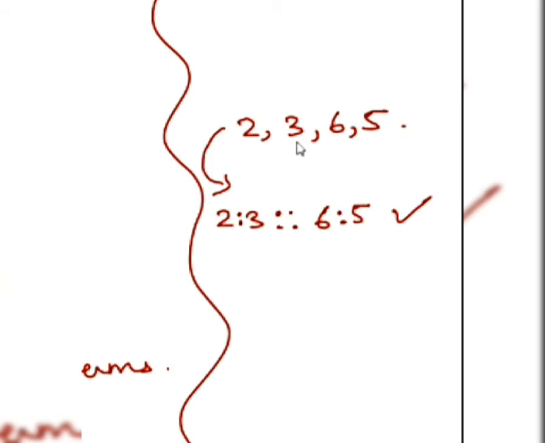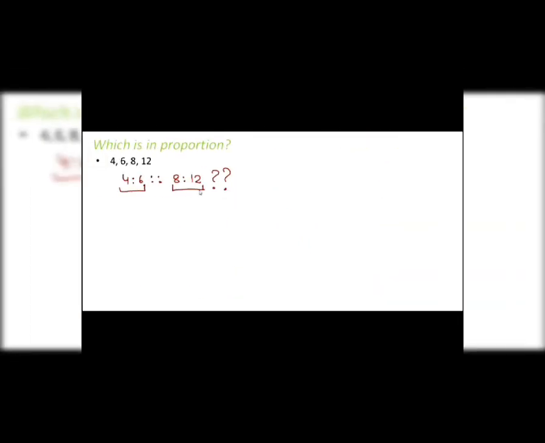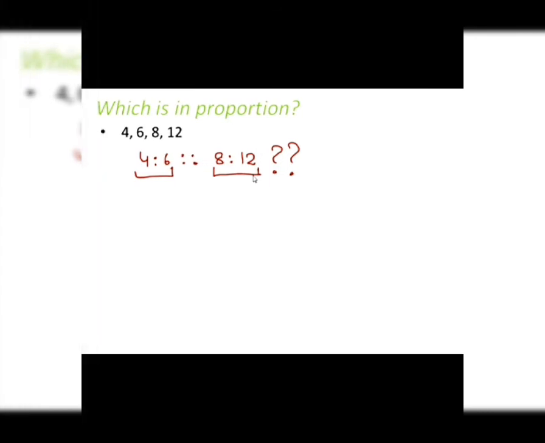So let's take a few examples and see if they are in proportion or not, okay? So let's take the first example, that is 4, 6, 8, 12. See, these are the respective terms in a proportion. So what does that mean? That means 4 is to 6 is proportional to 8 is to 12, okay? Now, you have to find out if 4 is to 6 is proportional to 8 is to 12 or not.